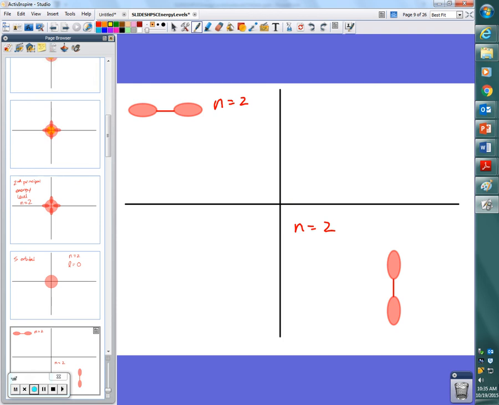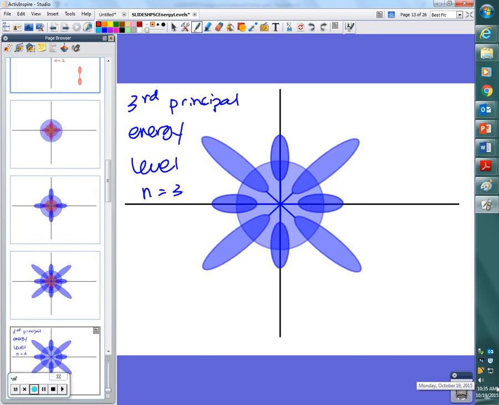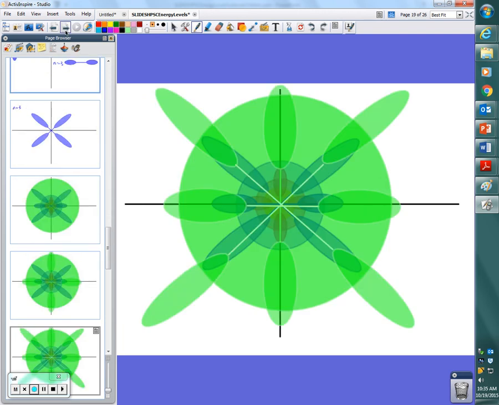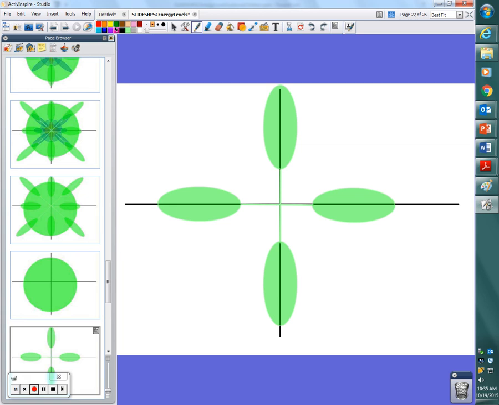these, right, are figure eights. Okay? Figure eights we refer to as p orbitals. These are p orbitals. These are p orbitals. And these are p orbitals. Any figure 8 is a p orbital.